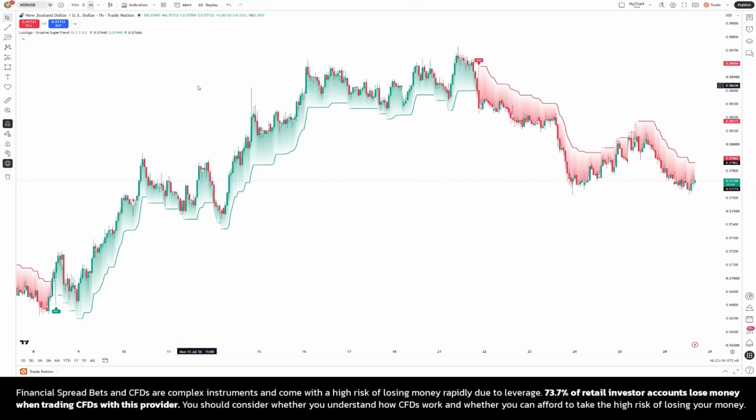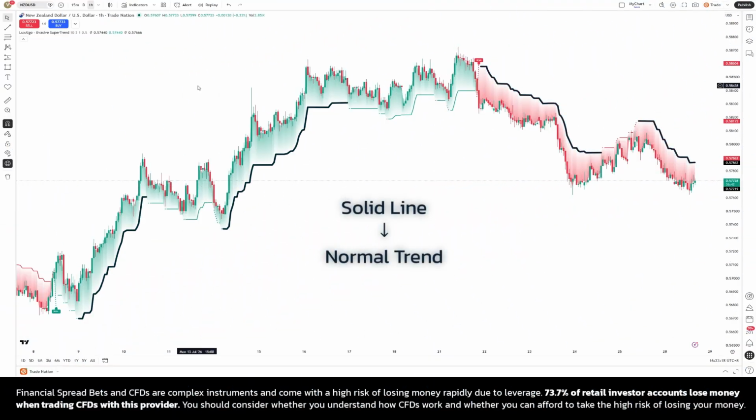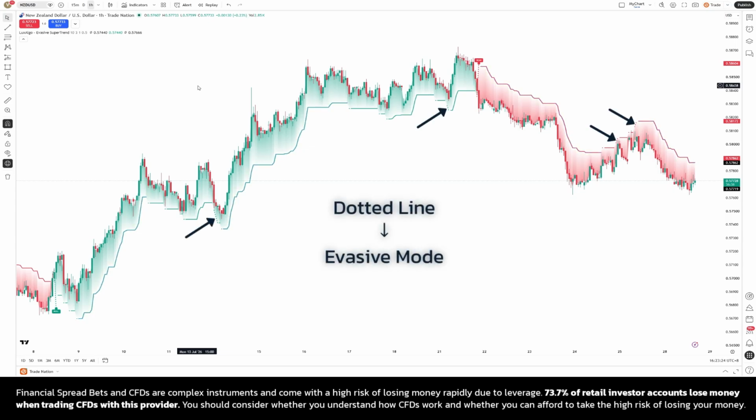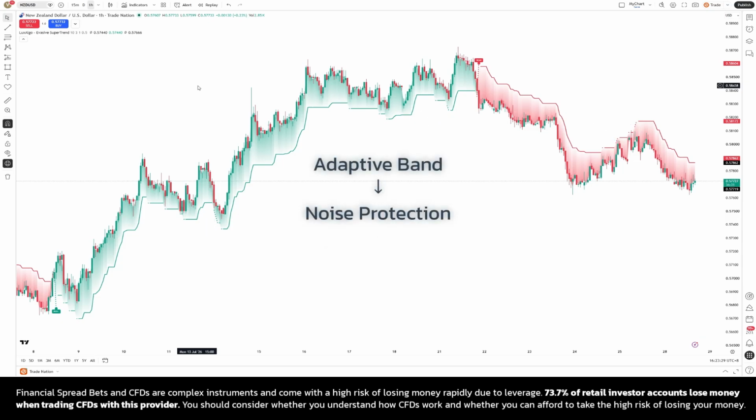The line style helps explain what is happening. A solid line shows the normal trend-following phase, where price is keeping a healthier distance from the band. A dotted line shows that the evasive mode is active. In that phase, the indicator is adjusting the band away from price because the market is moving too close to the threshold.